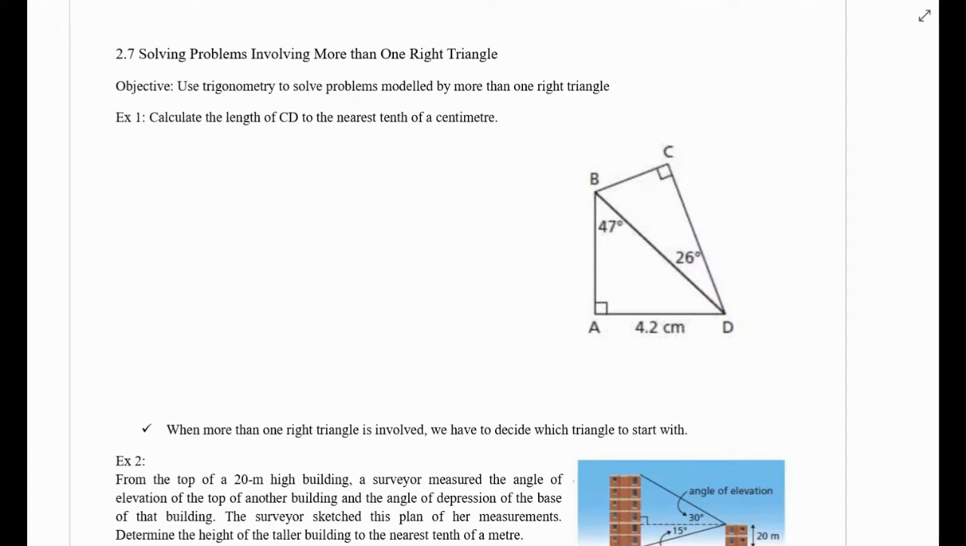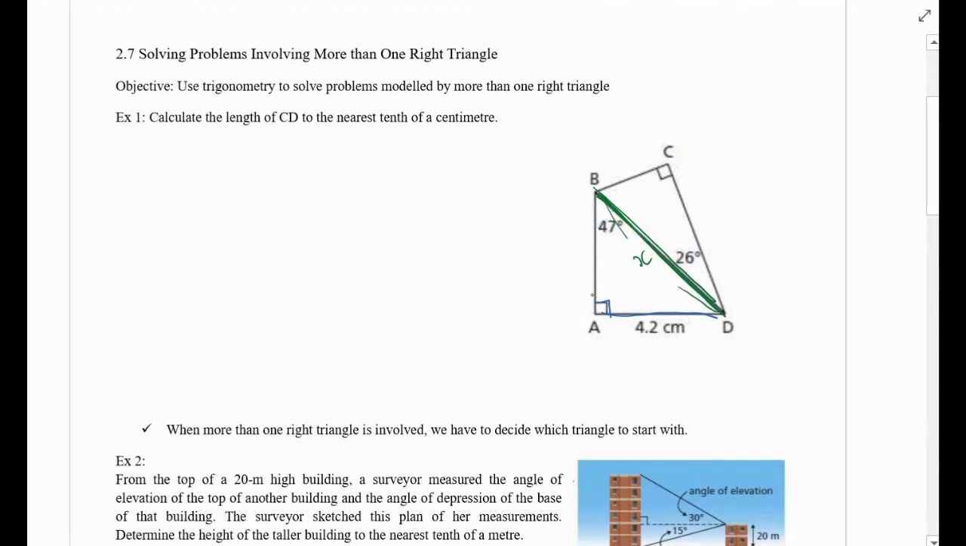Okay, so we want to know CD, but we don't have enough information. We only have 26 degrees and 90 degrees. That's it. So we need more information, one more side length to find the CD. So to do that, we're going to look at this triangle. So we have 4.2 centimeters and 90 degrees and 47 degrees, and we want to know this side. Let BD be X, and let's find that.